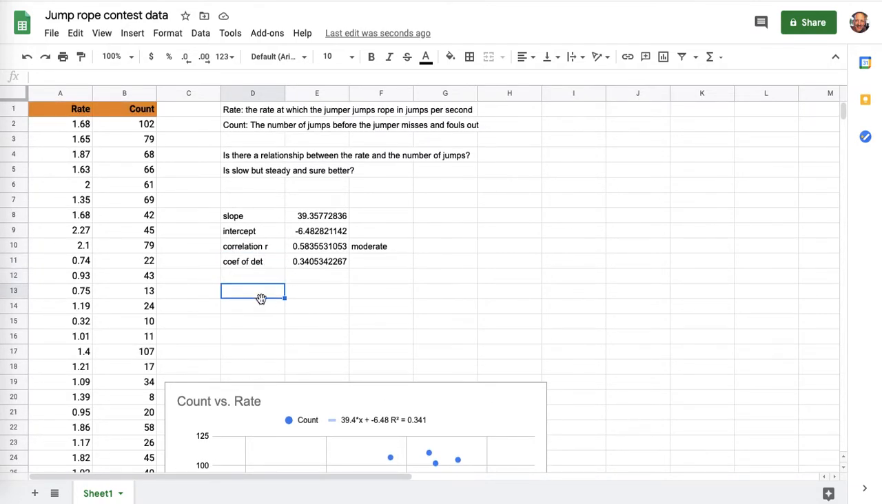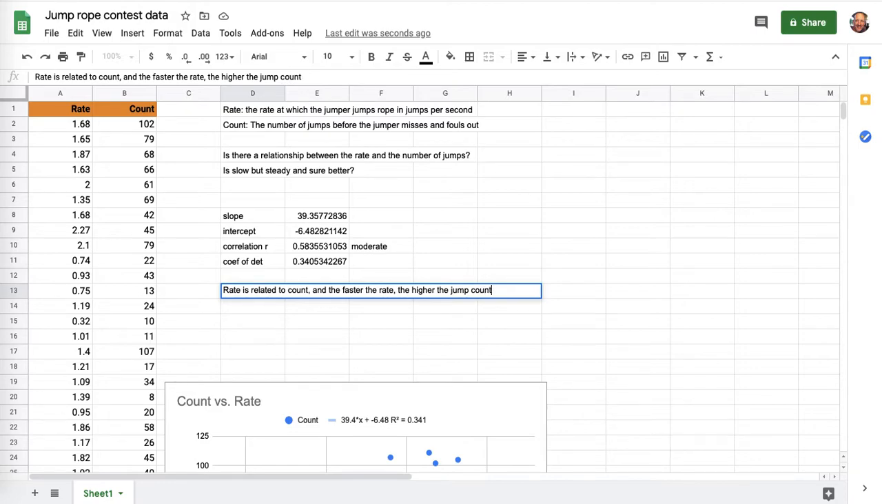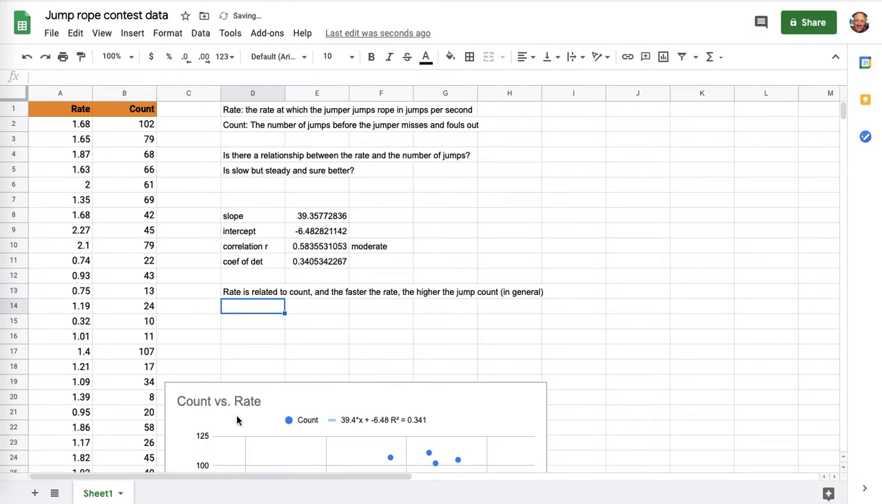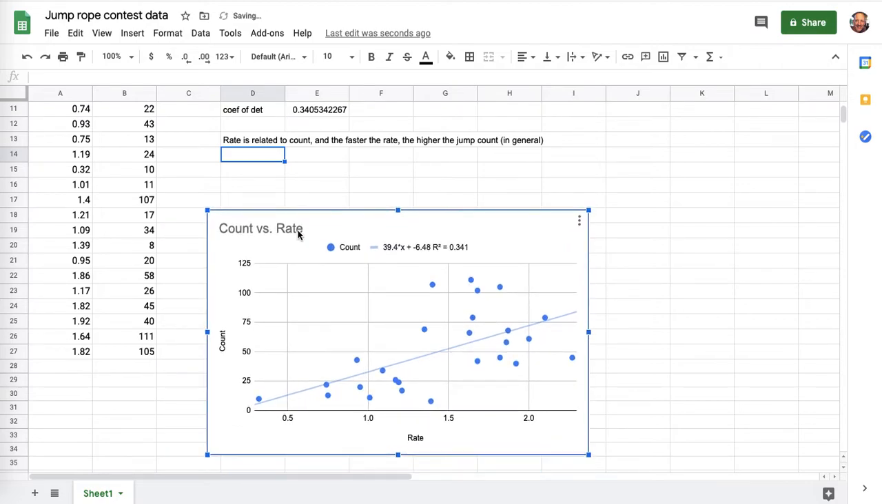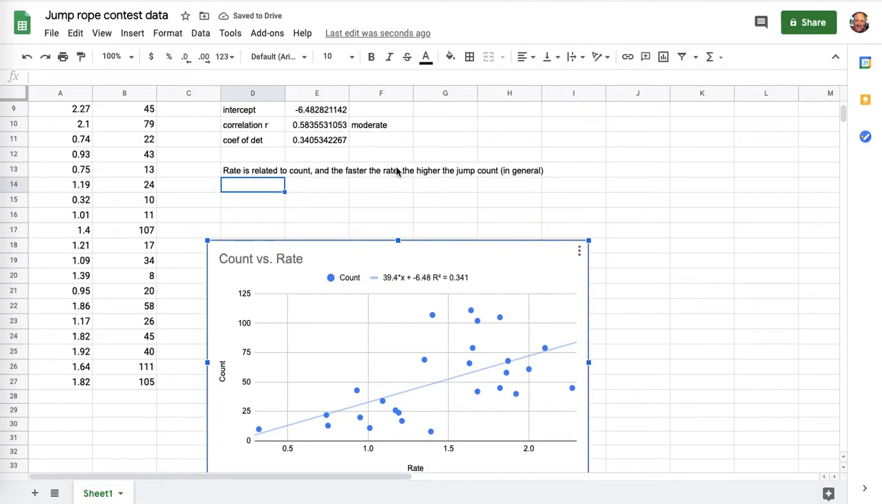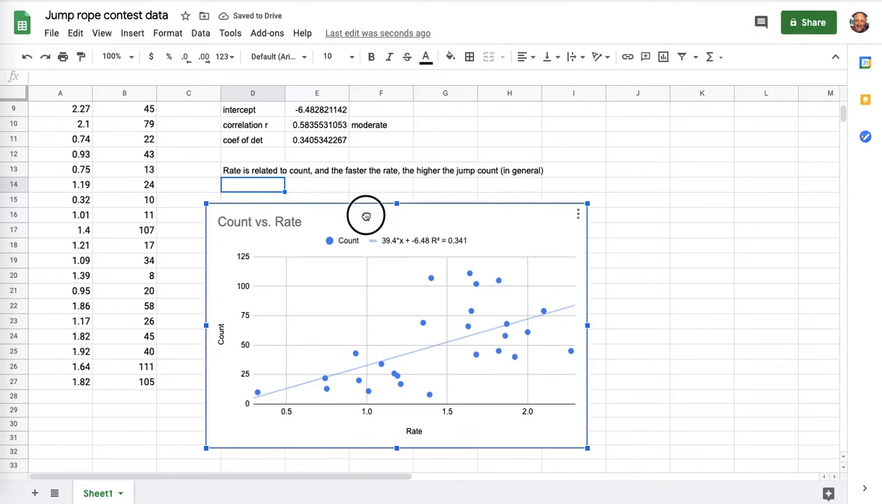And so I would now write up, rate is related to count, and the faster the rate, the higher the jump count in general, and it's roughly speaking. The appropriate chart, this would be the appropriate chart. Here's a fine chart. I might want to change the name to something more meaningful, but that's a fully appropriate chart.